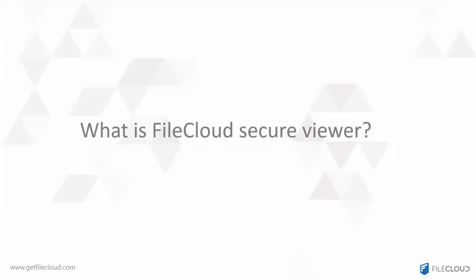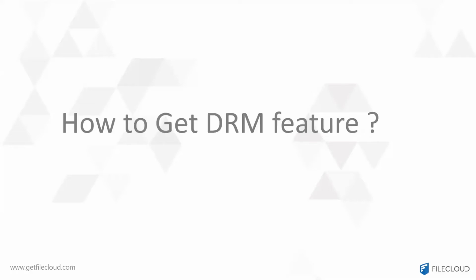So you can disable, for example, screen sharing. You can disable screenshots. You can even allow secure view, which will make the user see only sections of the file, and as he scrolls down he will be seeing sections of the file. So this is FileCloud Secure Viewer.